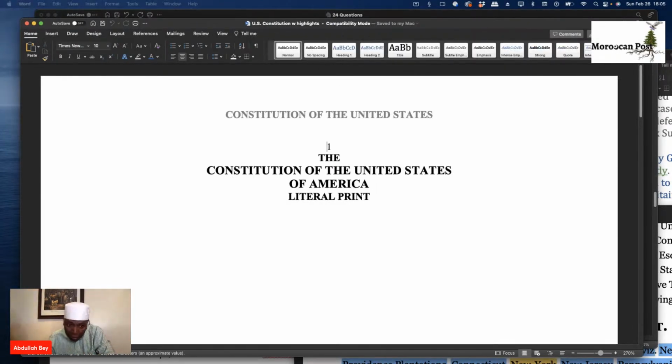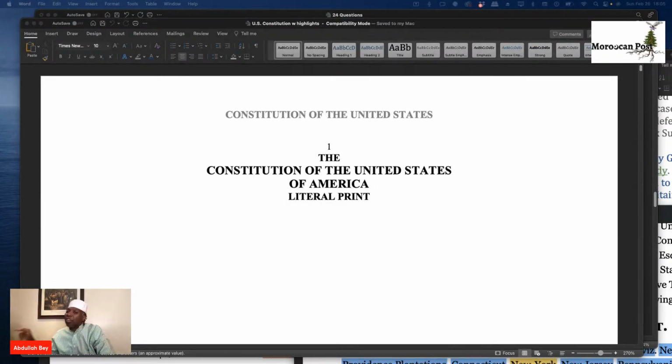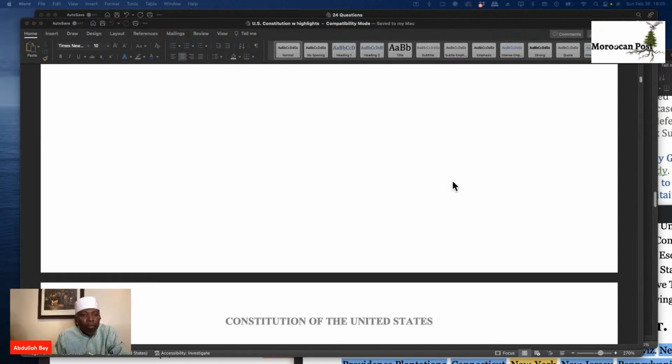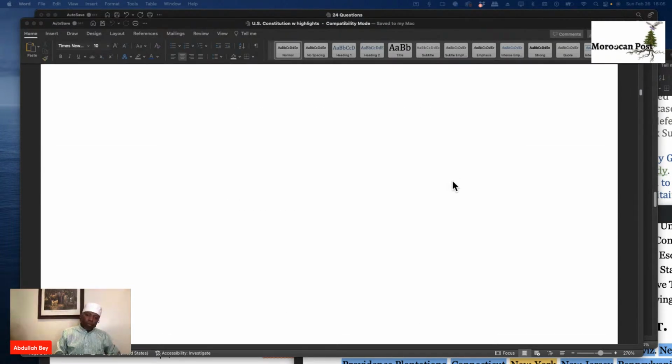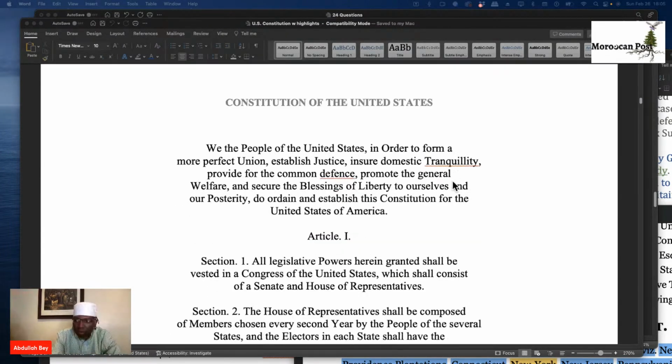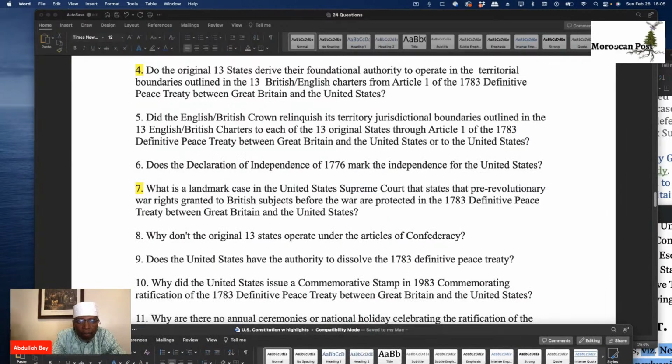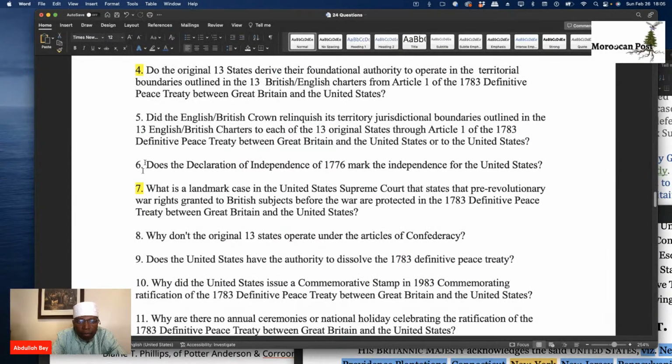There's popular evidence to support it, I'm saying, because the 13 states had a union, but it was not a perfect union. Yep, here it is. In order to form a more perfect union, establish justice and blah blah blah. All right, let's go. Boom. All right.